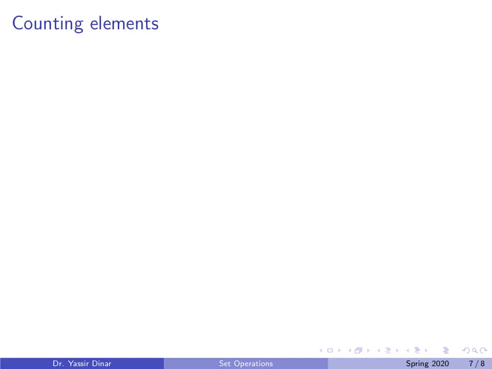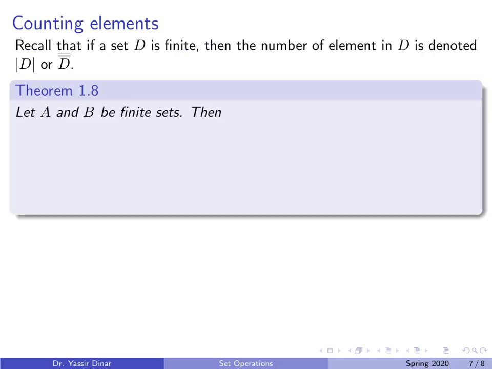Now I want to introduce a few formulas to count elements in finite sets. Recall that if D is a finite set, that means it has a finite number of elements, and the number of elements is denoted by |D|, D between straight lines. This one is a set and this one is a number. It is the number of elements in the set. Remember that the number of elements makes sense only if D is a finite set.